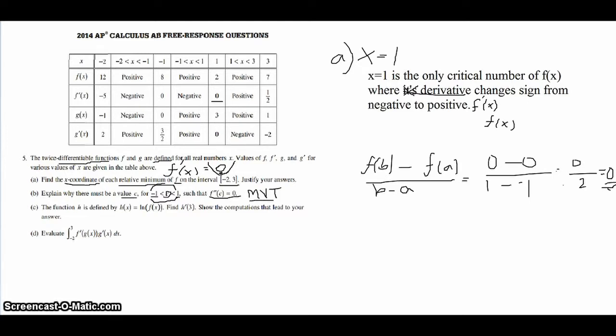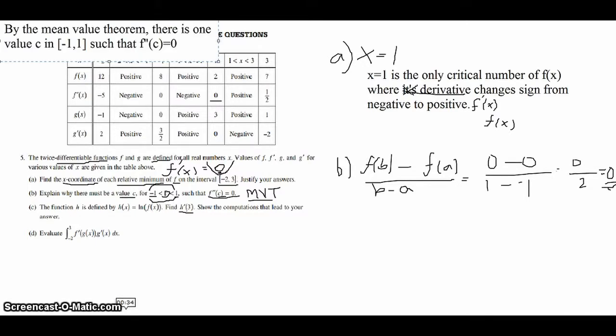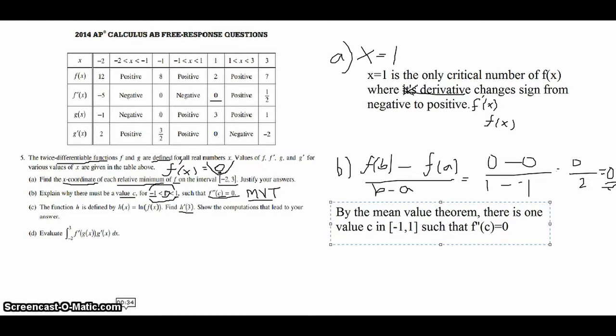So by this, since the secant line slope is 0 and the value c, the slope at that point is also 0, then the MVT proves there's a value c in this interval such that f prime prime of c is equal to 0. So our explanation here would look something like this. This explanation was taken from parts of the question itself, and it reads, by the mean value theorem, there's one value c in the interval -1 to 1 such that f prime prime of c is equal to 0.